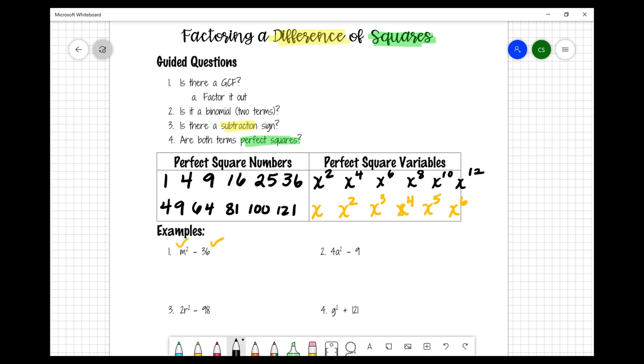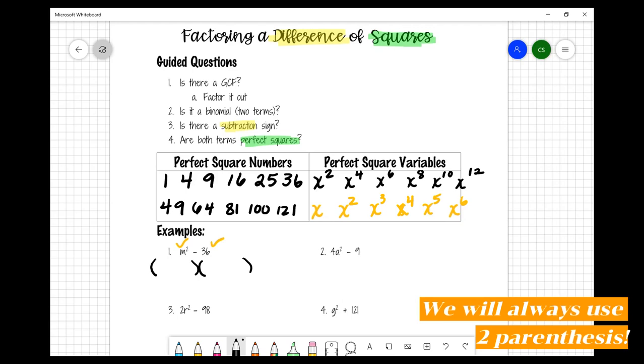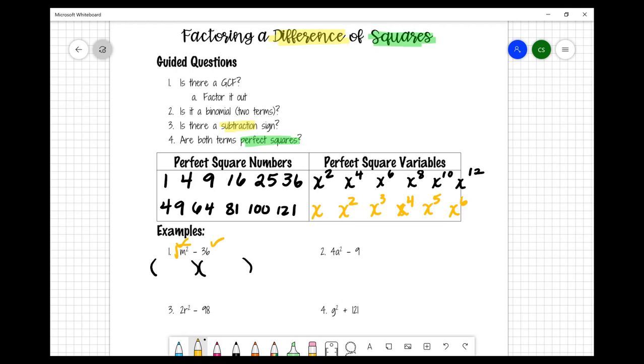So what I'm going to do is make two parentheses, and I'm going to factor it. I'm going to take the square root of m squared. So if I have m squared and I take the square root of it, remember, I'm just halving my exponent. So half of 2 is 1. So each one of my parentheses gets an m. And then I'm going to take the square root of 36, which is 6. Well, what about my signs in the middle? One gets a plus, one gets a minus. Ms. Carter, is that my final answer? That's my final answer. We have factored out that difference of squares.